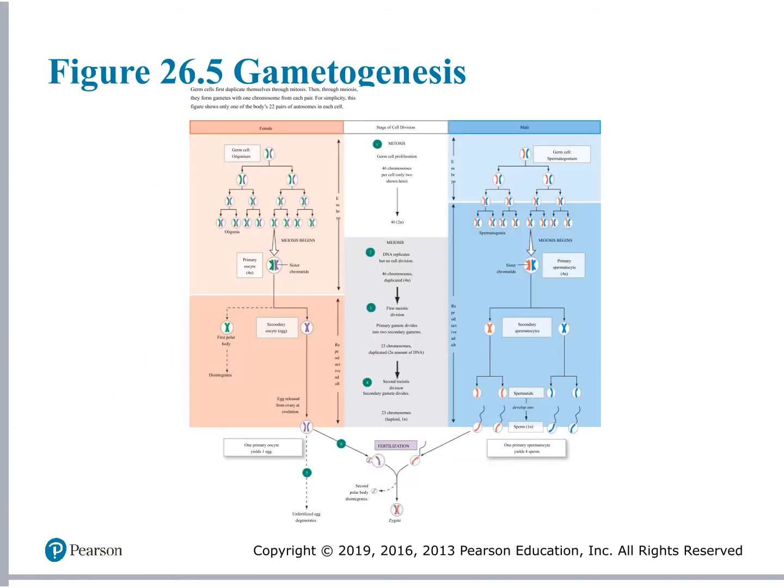Some important things to note with gametogenesis in the male and the female reproductive system. We start with the germ cells, which are either spermatogonia or oogonia. These cells have 46 chromosomes. These are diploid cells, and they're going to divide by mitosis. Let's look at the males. When males start dividing by mitosis, they're going to develop into other spermatogonia cells, again with two daughter cells, the same number of chromosomes, 46 chromosomes.